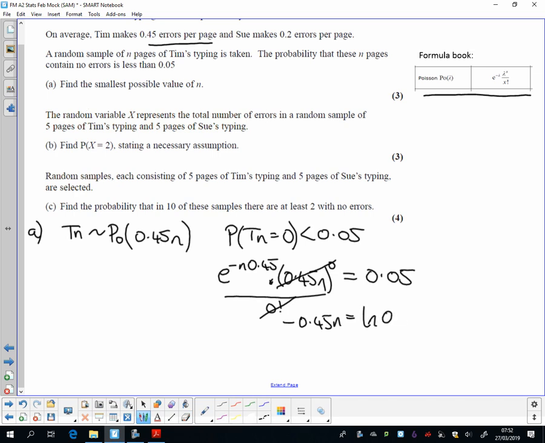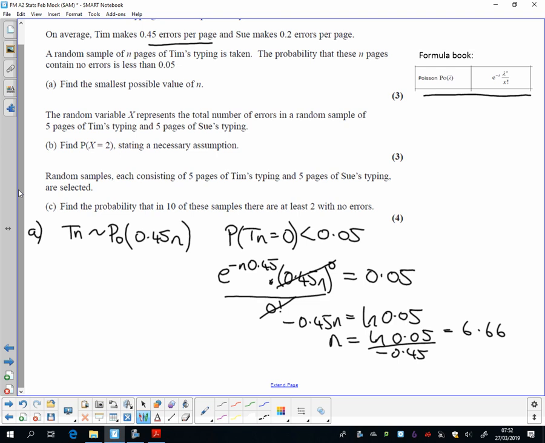So taking logs, we can get that n is ln 0.05 divided by negative 0.45, which is 6.66 to three significant figures. It doesn't really matter because n is a sample of pages and n is going to be an integer. So then we've just got to think, which way is it going to be, n equals 6 or n equals 7? That's going to give us the less than 0.05.